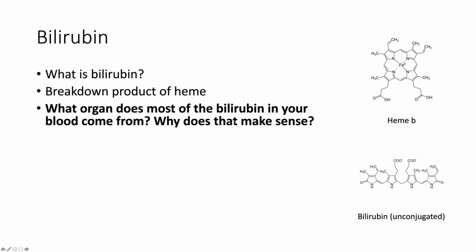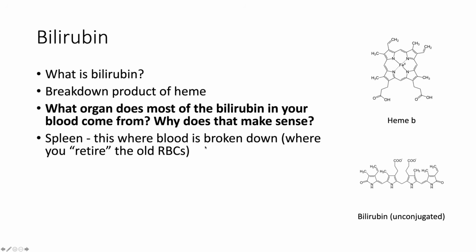So Fong, what organ does most of the bilirubin in your blood come from, and why would that make sense? You mean liver? Actually not. The bilirubin goes to your liver, but what makes the bilirubin, so to speak? So the spleen? Yeah, very good. Why would that make sense? Because that's where your blood cells are broken down. Great. So bilirubin is a breakdown product of heme, so the spleen is where you're breaking down all that heme.